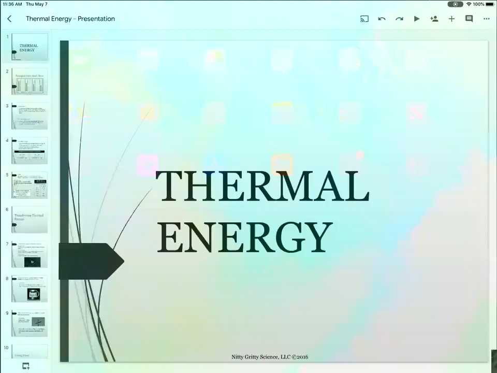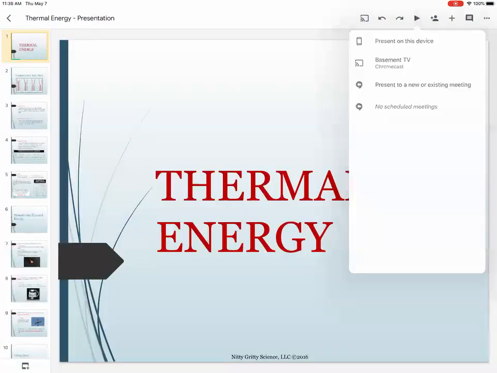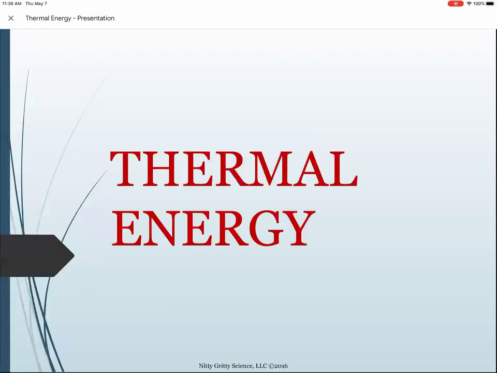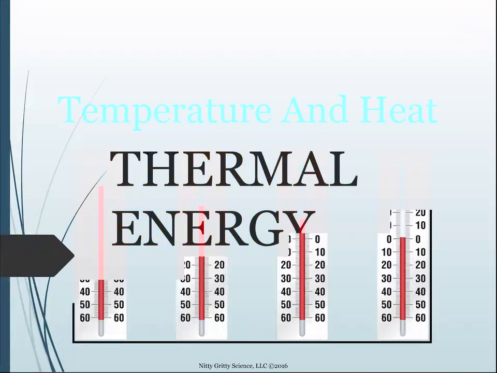Okay, 8th grade science, we're going to do the next section here, the first section of our last chapter. The first section of our last chapter is about temperature and heat. So let's look at the notes here. This chapter is called thermal energy, and the first section is temperature and heat. So what is the difference between temperature and heat?